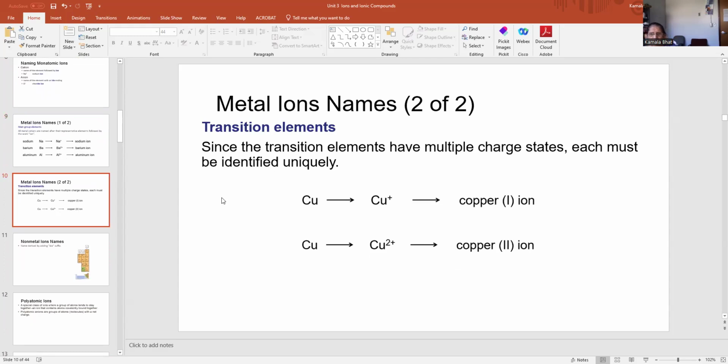The transition metals generally are the middle B group elements. Here you will have to write how many electrons are lost, in parentheses, using the Roman numeral 1, 2, 3, so that we can easily identify uniquely the metal cation. Cu+ means it is copper(I) ion. Cu2+ means it is copper(II) ion.